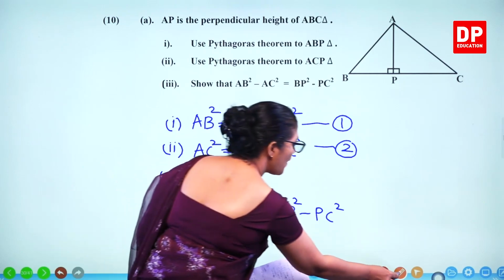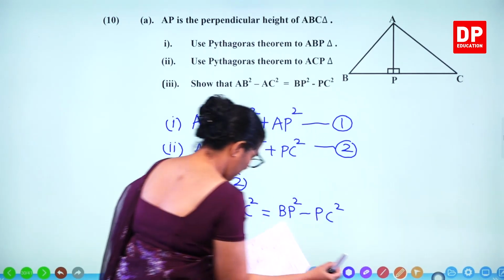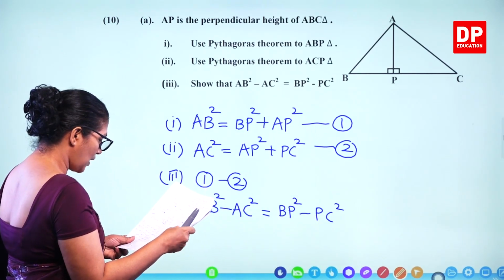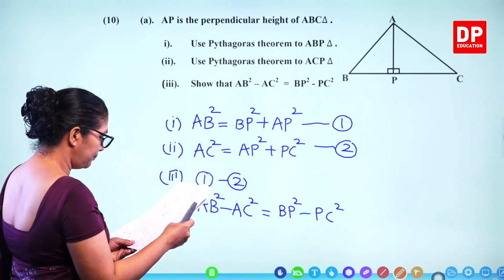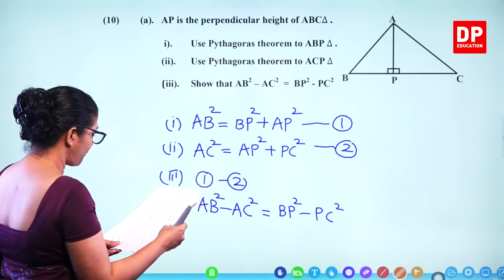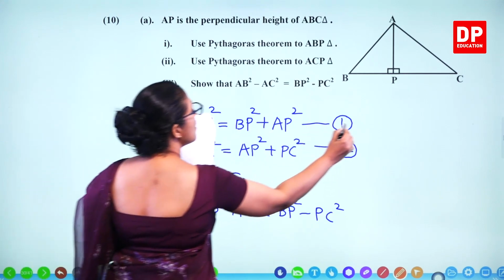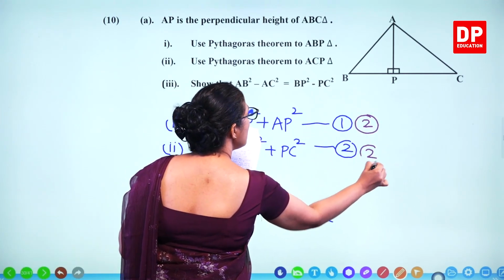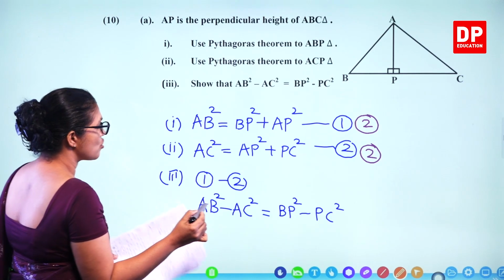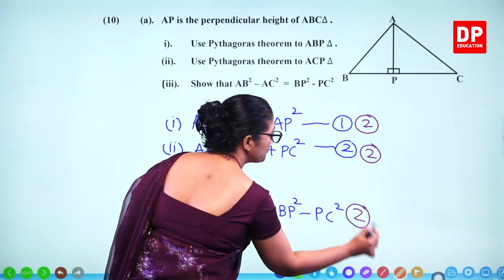So how many marks for that? You are getting 2 marks for this one, 2 marks here, and subtraction, another 2 marks.